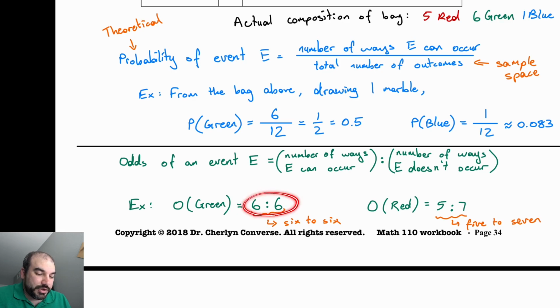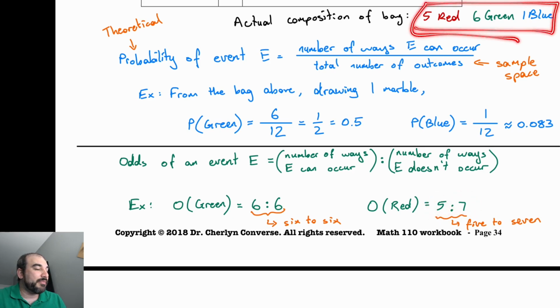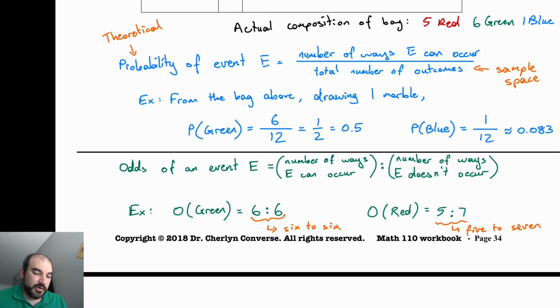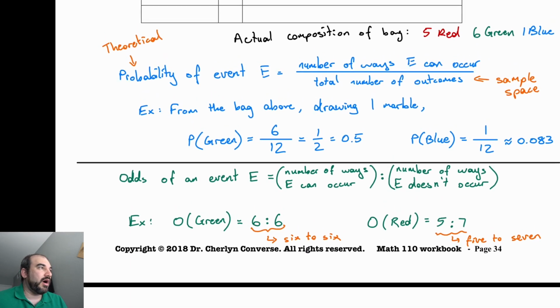Something about this that should make sense is that these two numbers will always add up to the size of our sample space, right? Because it's an event happening to an event not happening. So if we add those up, that should add up to everything that can happen, right? This 5 ways of getting a red and this 7 ways of not getting a red should cover the whole sample space of all 12 marbles. Are there any questions on probability or odds?